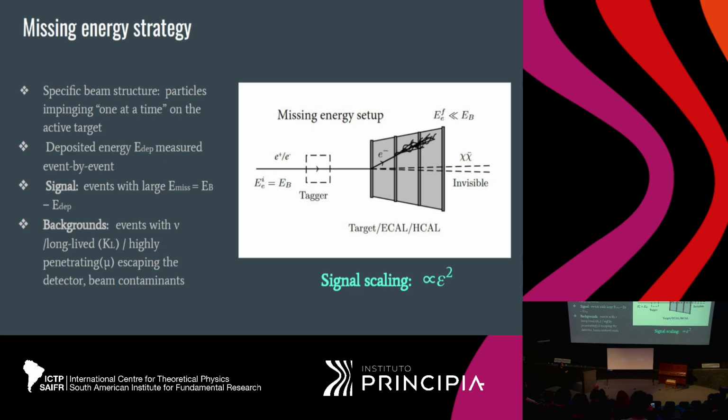For this kind of experiment, the signal now scales as epsilon to the second, so you gain a factor epsilon to the second with respect to the beam dump. But now you have to face many backgrounds, because obviously, as we saw, in an electromagnetic shower you produce many standard model particles which are themselves very penetrating, for example muons, which would escape the detector, and you will have a signature which is similar to that of the dark matter. So this is a kind of background.